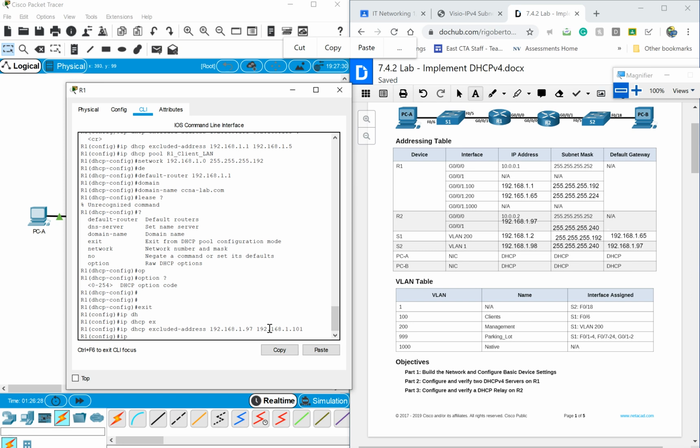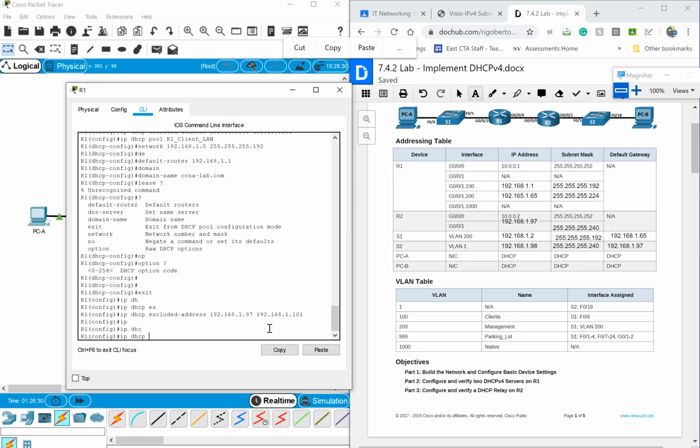And then we're going to do IP DHCP pool R2 underscore client. Oh, it froze on me. All right, client underscore LAN. So IP DHCP pool R2 client LAN. Enter.